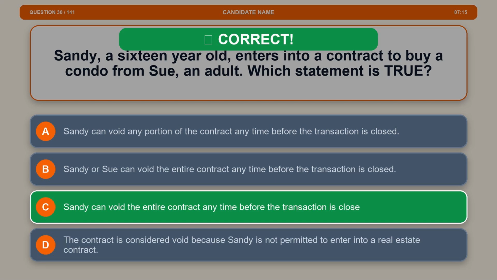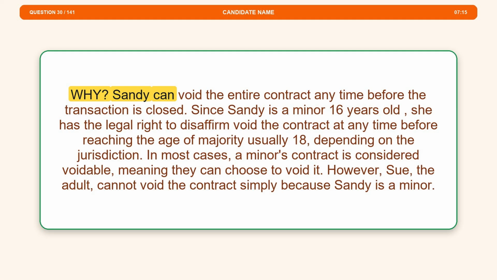The correct answer is option C. Sandy can void the entire contract any time before the transaction is closed. Since Sandy is a minor, 16 years old, she has the legal right to disaffirm, void, the contract at any time before reaching the age of majority, usually 18, depending on the jurisdiction. In most cases, a minor's contract is considered voidable, meaning they can choose to void it. However, Sue, the adult, cannot void the contract simply because Sandy is a minor.